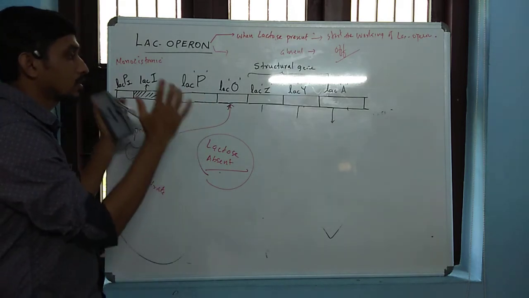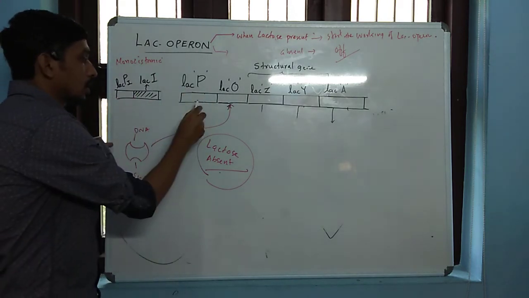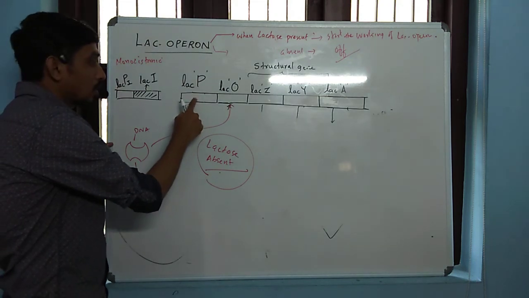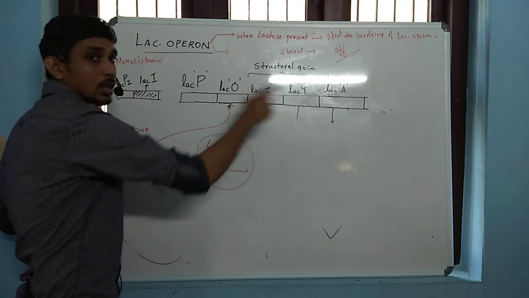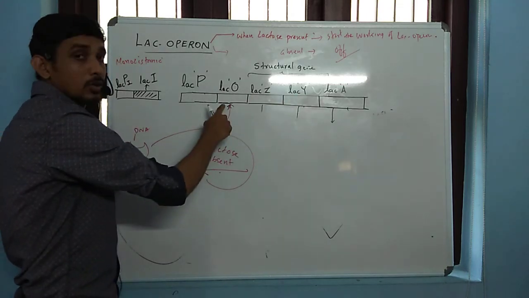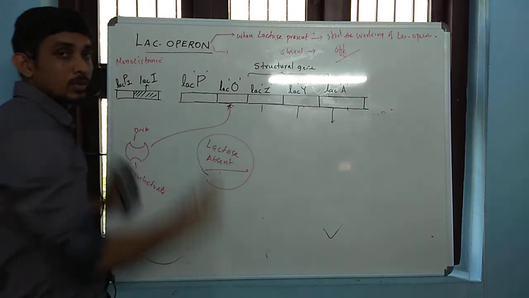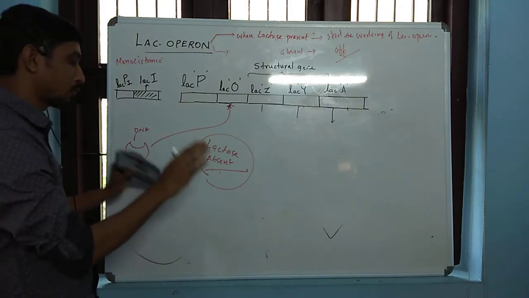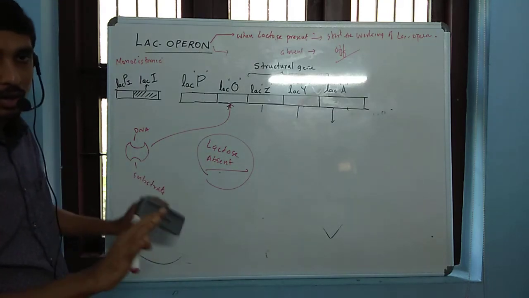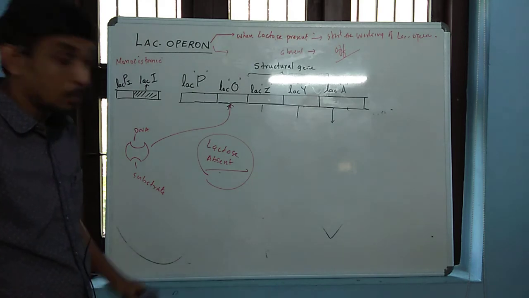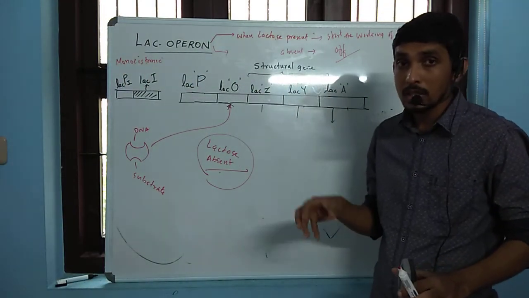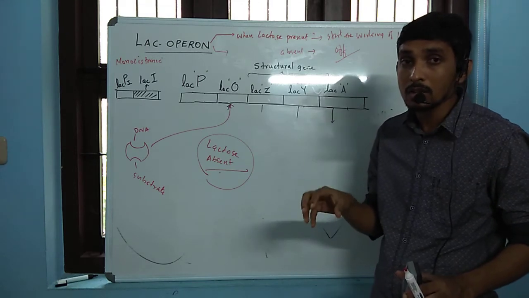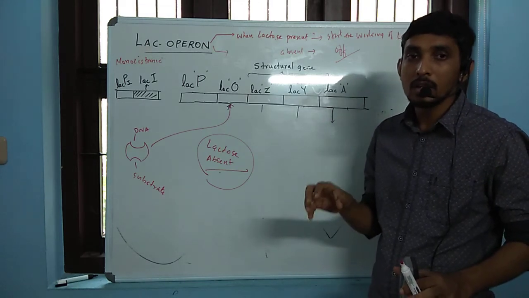So the operon is off because the RNA polymerase bound on the lac promoter cannot move into the structural gene due to the presence of a repressor on the lac O. So the lac operon is off. That is the condition when lactose is absent. But one more thing, a very important thing, we have to understand here.